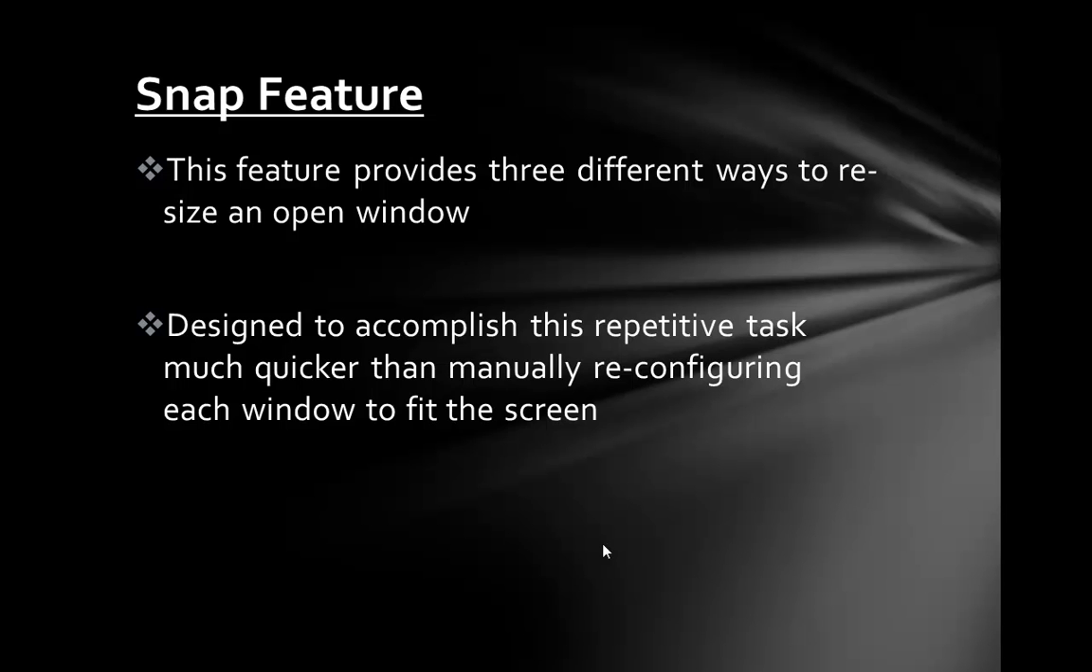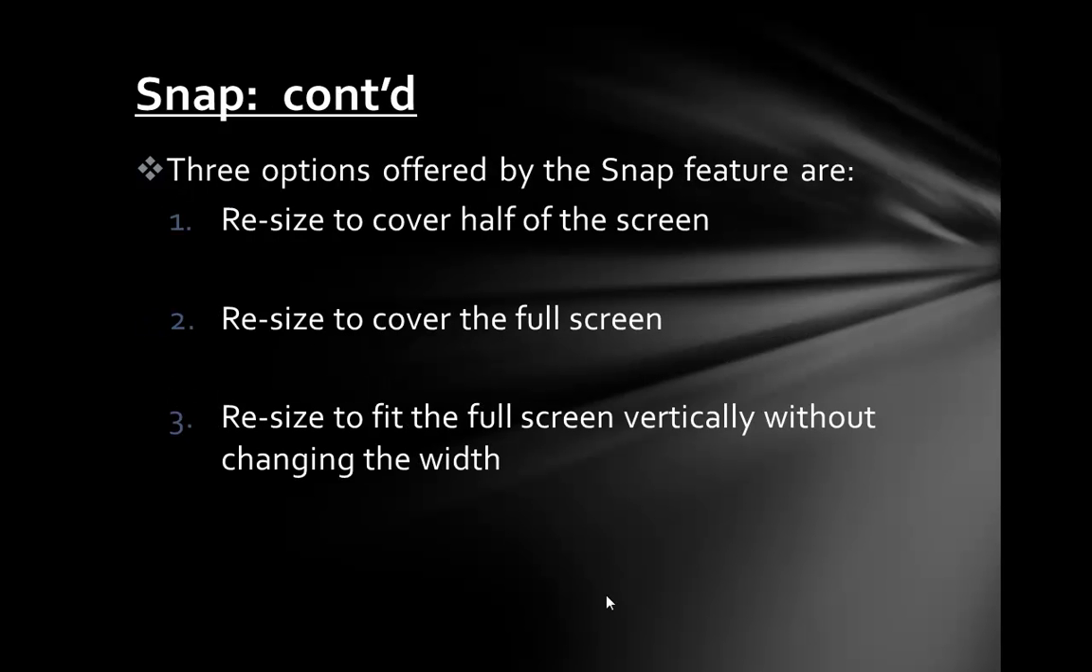Snap is a feature that allows you to quickly resize one or more of your open windows into one of three standard options. You can click on the title bar and drag it to either side of the screen to make the window cover half of the page. That's one option. You can click on the title bar and drag it to the top of the screen to maximize the window, much the same as clicking the maximize button in the top right corner.